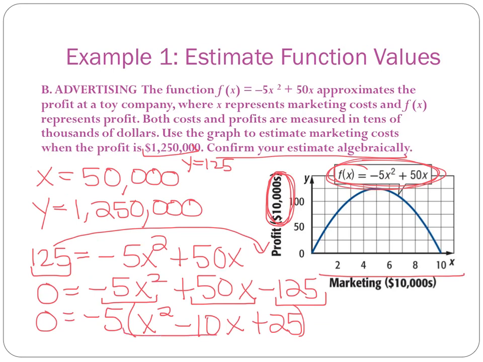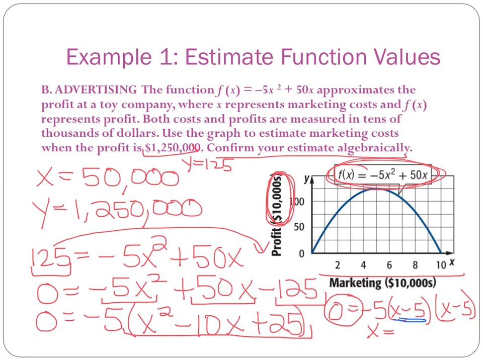Now, I can set x squared minus 10x plus 25 equal to 0 and solve, but I realize that this is a quadratic trinomial and I can factor it further. So I'm going to factor that quadratic into two sets of parentheses, and this would factor into x minus 5 and x minus 5. And if I'm solving for x here, since the whole equation is equal to 0, I'm looking for what values of x make the equation equal to 0.